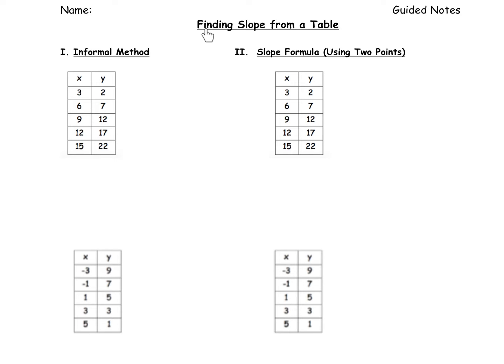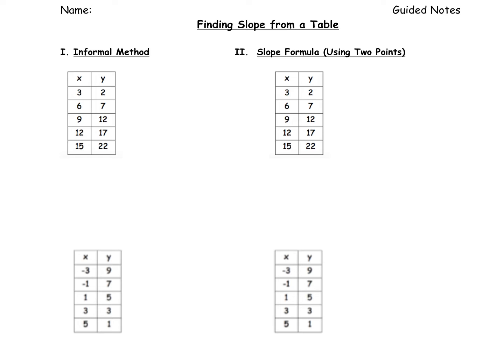Hello, today we're going to try to find the slope from a table, and we're going to use two methods. One's the informal method, and the second is the slope formula we learned about in a previous lesson, where we use 2 points. And you can see tables give us lots of ordered pairs, x and y ordered pairs.